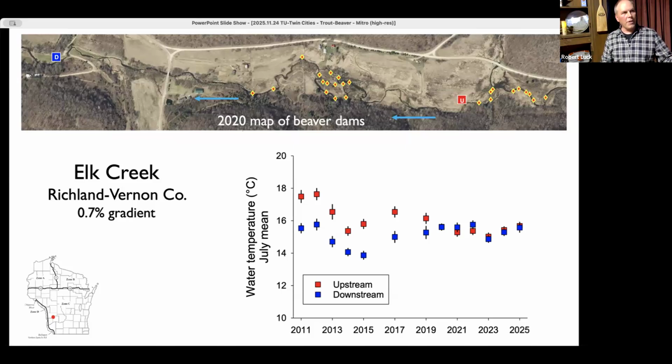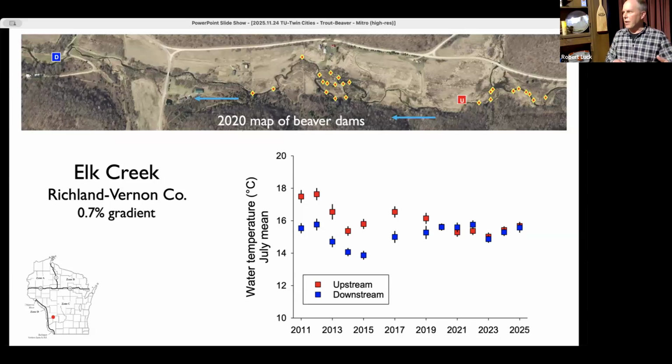From 2011 up through about 2016, there were no beaver dams in that area. It was remarkable that the July mean temperature was about 2 degrees Celsius cooler downstream year to year. It varied from year to year just based on variation in air temperature, cool summers versus warmer summers, but it was always that 2 degrees Celsius cooler downstream. It's common in Driftless streams. We have a lot of springs coming into these streams, and it tends to cool water as you go downstream. The beaver dams came in 2017, quickly started building up.